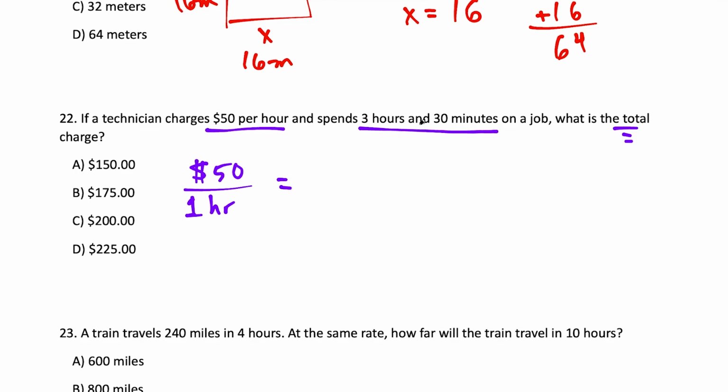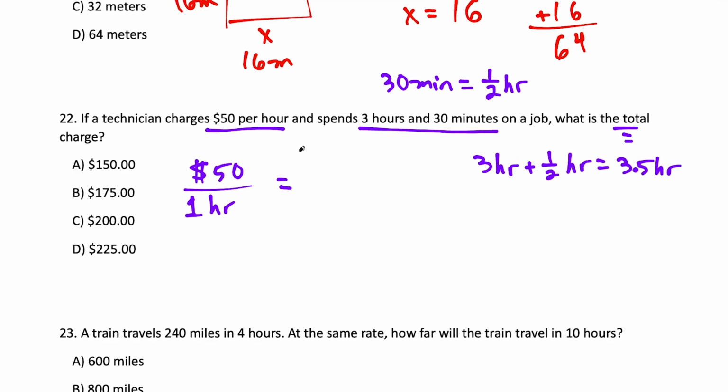So the first thing I would do is turn this all into hours. We should know that a 30-minute time period is the same thing as half an hour. So if the person is working 3 hours and 30 minutes, that means they're working 3 hours plus half an hour. So this is equal to 3.5, or I could just say 3.5 hours.